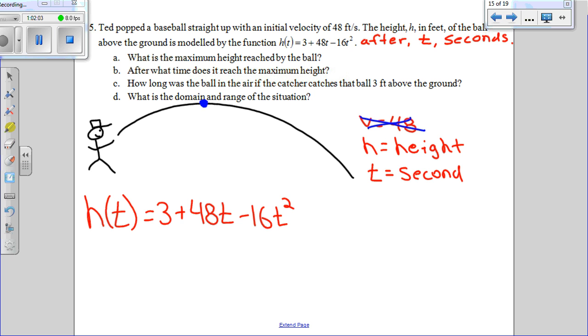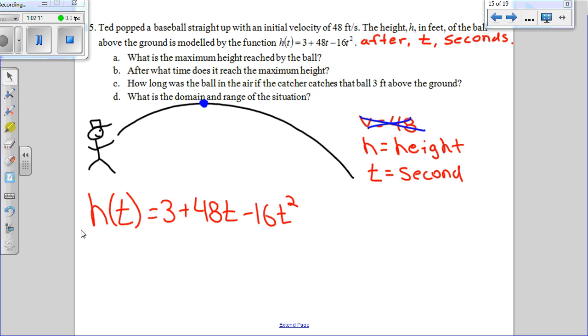So I would need to graph that thing in my calculator, which we're going to do together. To graph that thing in my calculator, I'm going to hit y equals and type that in. We have 3 plus 48x minus 16x squared. And I'm going to set a window that makes sense for this question.